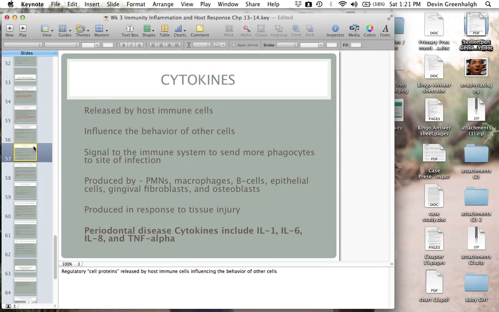Cytokines are released by host immune cells. They influence the behavior of other cells. They signal to the immune system to send more phagocytes. They are produced by neutrophils, macrophages, B cells, epithelial cells, fibroblasts, and osteoblasts. They are produced in response to tissue injury. In periodontal disease, cytokines include interleukin-1, interleukin-6, interleukin-8, and TNF-alpha.